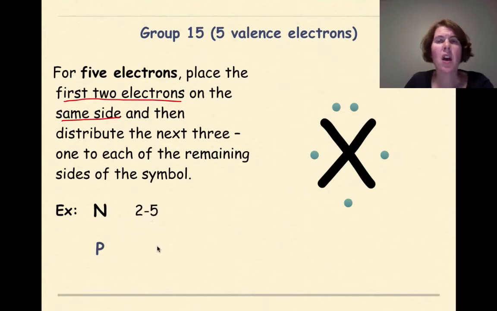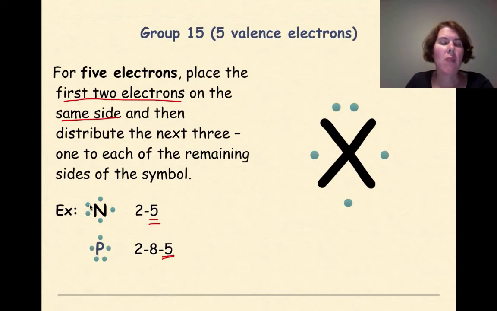For nitrogen, nitrogen has an electron configuration of 2, 5. So 5 valence electrons. So 1, 2, 3, 4, 5. Phosphorus. Phosphorus has an electron configuration of 2, 8, 5. 5 valence electrons at the end. 1, 2, 3, 4, 5.